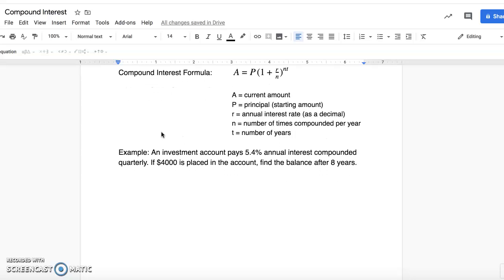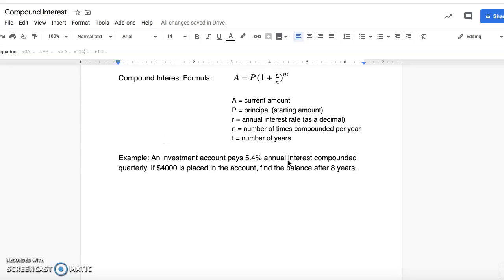Okay, so an investment account pays 5.4% annual interest compounded quarterly. If $4,000 is placed in the account, find the balance after 8 years. Okay, so a lot of stuff to deal with here. What I would recommend is just kind of run through the problem, taking a look at this formula, and writing down what we know. Okay, so the formula starts with A. So A equals what? A is the current amount of money in the account. It says find the balance. So that's what we're looking for. So we don't know that one.